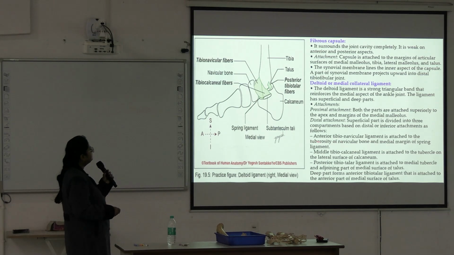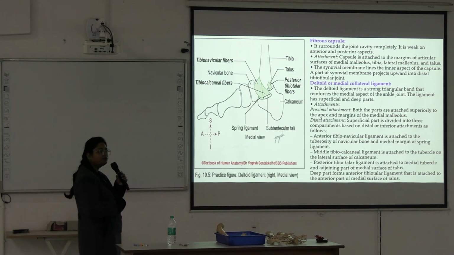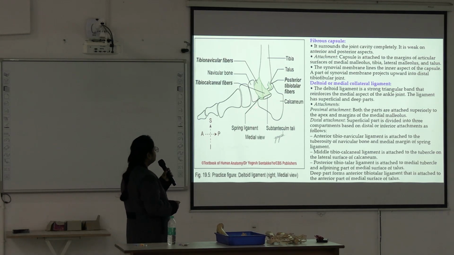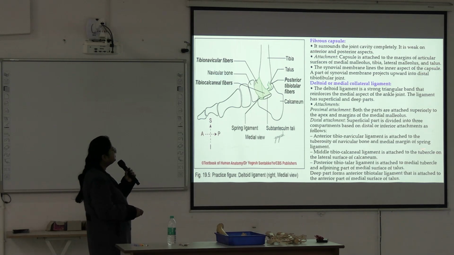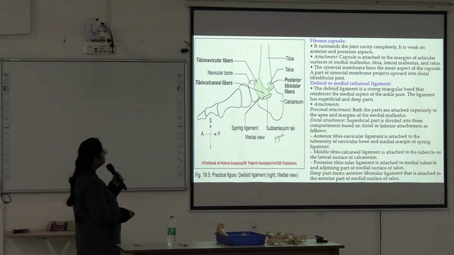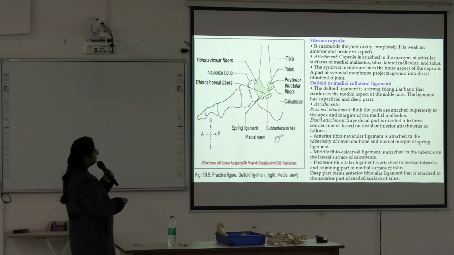Anterior tibio-navicular ligament. See here, this is the tibio-navicular ligament connecting the tibia with the navicular bone. Yesterday you learned the tarsal bones, so this is the navicular. Anteriorly, the tibio-navicular ligament is attached to the tuberosity of the navicular bone and the medial margin of the spring ligament. The spring ligament is below here. This is the spring ligament.